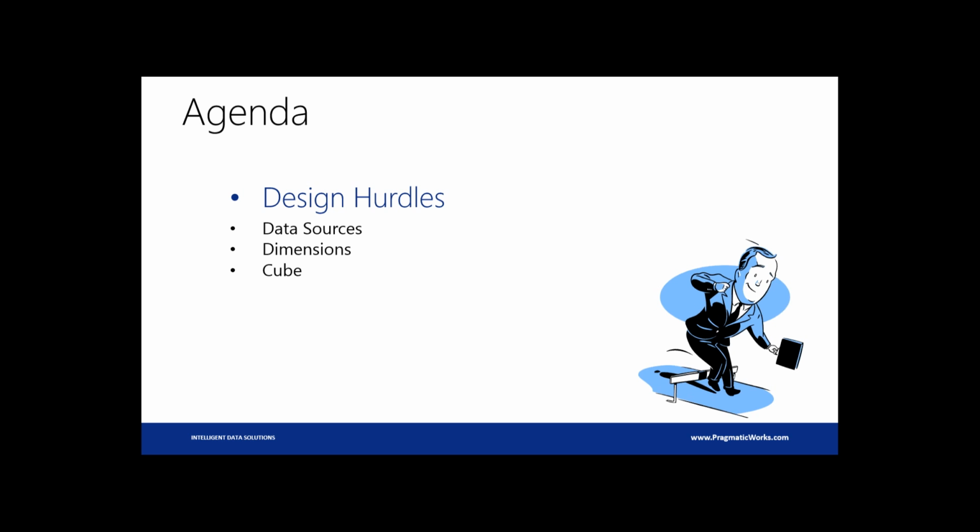So I've broken this down into design hurdles, processing hurdles, and performance hurdles. I was going to get into all of them, but I just narrowed this down to the design hurdles, and I've broken that down further into data sources, dimensions, and cubes. These are different hurdles we commonly see in each area of our cubes.